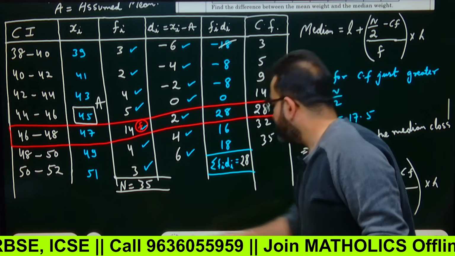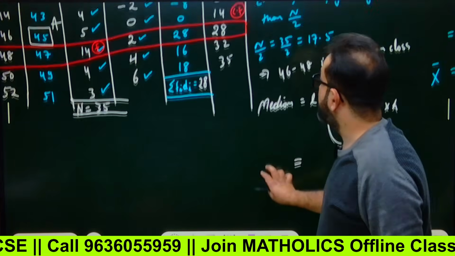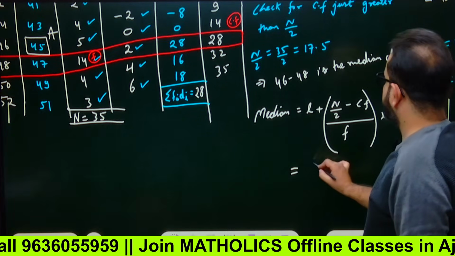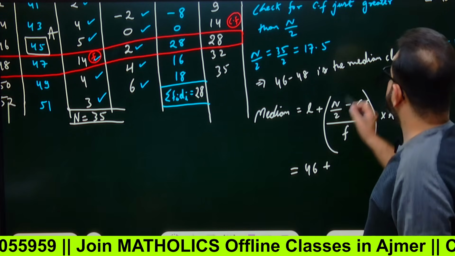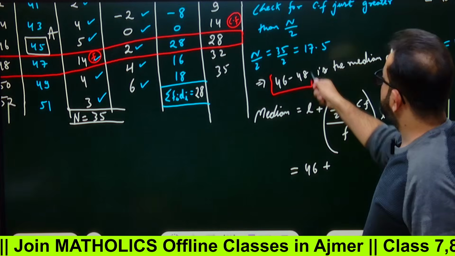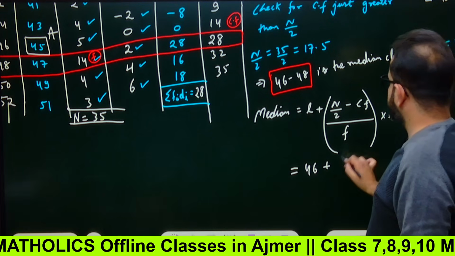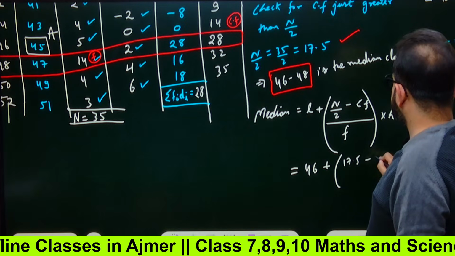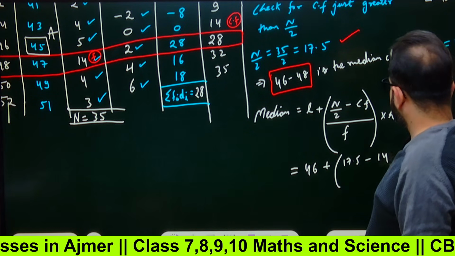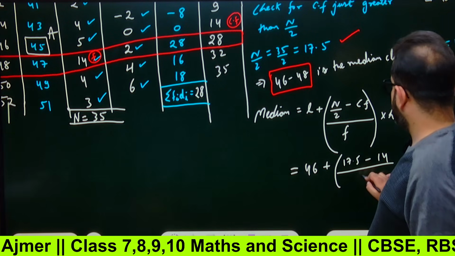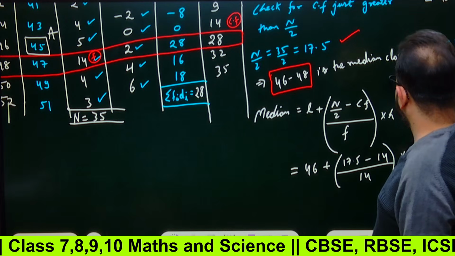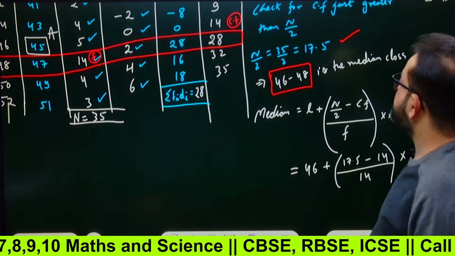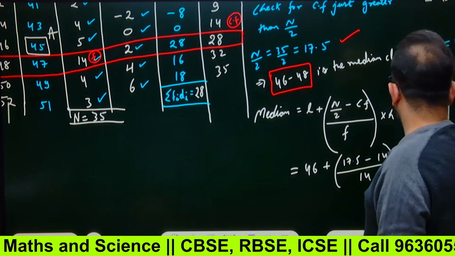Now you'll just put the values. L means 46, since the median class is 46 to 48. So 46 plus N by 2, which is 17.5 calculated here, minus CF, which is 14, whole upon F, again 14 because that is the frequency, into H. H is the class size, for 46 to 48 it is 2.